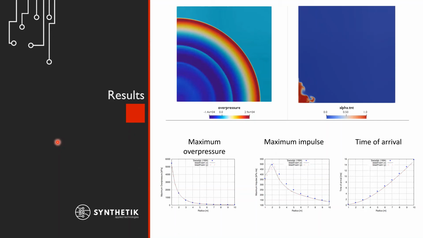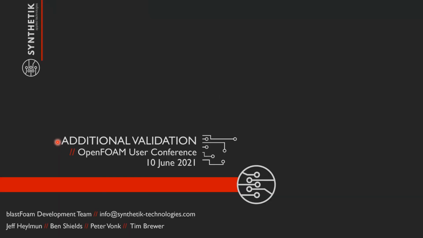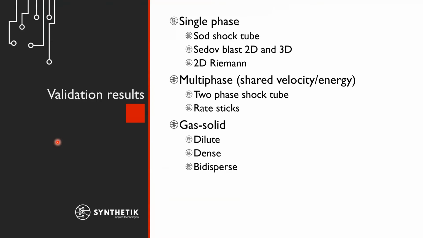All right, then really just some additional validation cases, examples of some of what we have done so far with blastFoam. These are really just validation of the main solvers and their main functionalities. We have some single phase validation cases, multi-phase, so that's shared velocity and energy, and then we also have some gas solid.